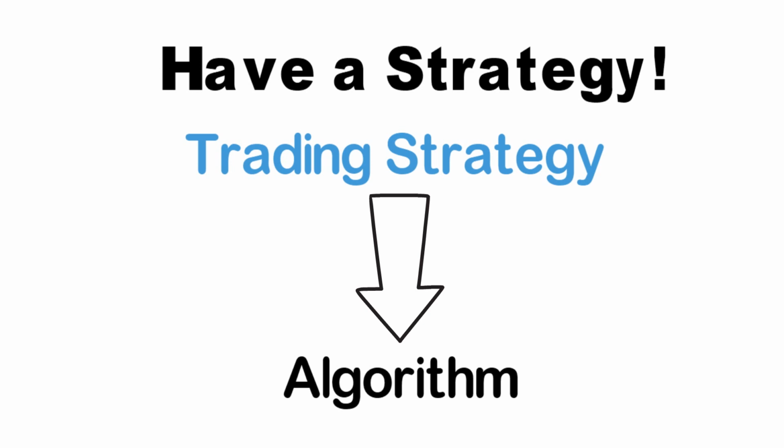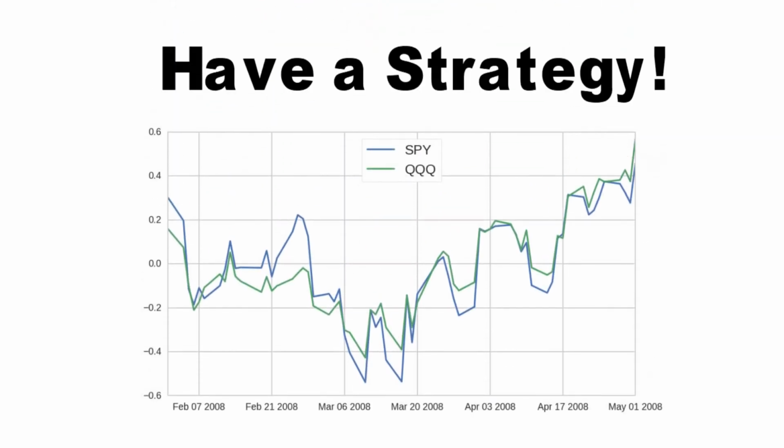Let me give you an example. One possible idea might be that the two major market ETFs SPY and QQQ are heavily correlated, and there might be an edge in trading around the temporary price discrepancies. The next step would be to partially test this hypothesis by looking at SPY's and QQQ's historical correlation. If everything looks good, you could start trying to build some sort of strategy around this idea.